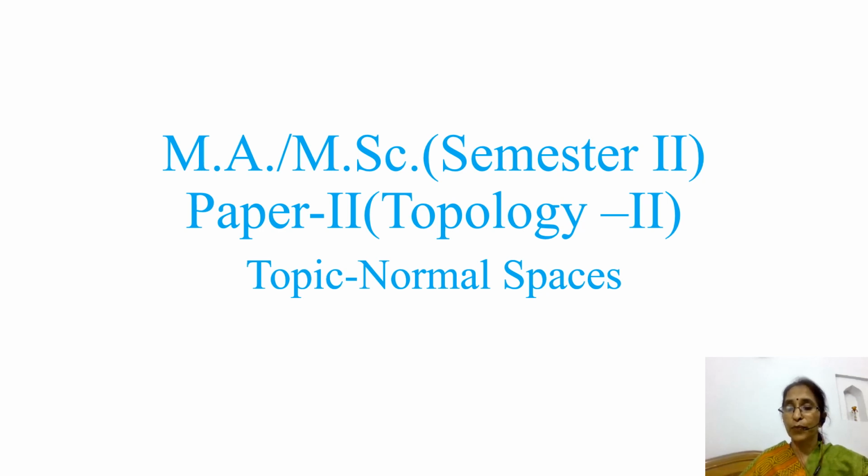By a normal space, we mean a topological space in which for every pair of disjoint closed sets, there are two disjoint open sets containing those closed sets. And we know that every normal T1 space is called a T4 space.